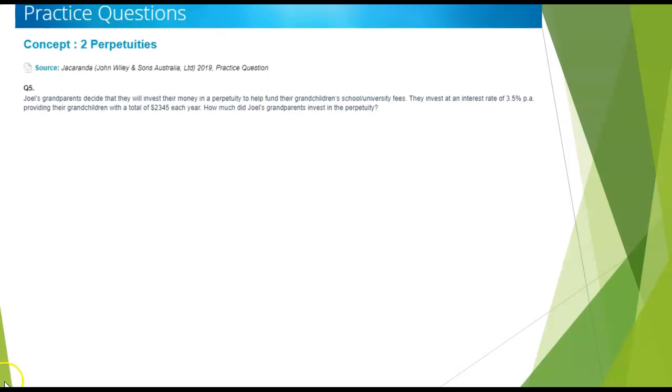Okay, the last question in concept 2. Joel's grandparents decide that they will invest the money in a perpetuity to help their grandchild's university or school fees. So the interest rate is 3.5%. The amount that they want to get out per year is $2,345. So how much did they invest? So this time we're trying to find A.